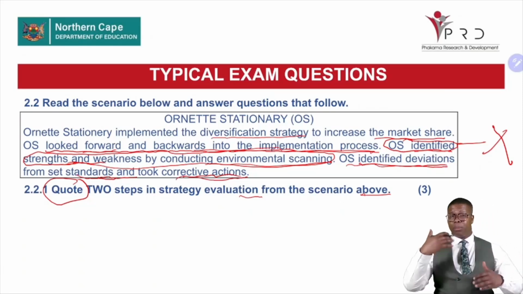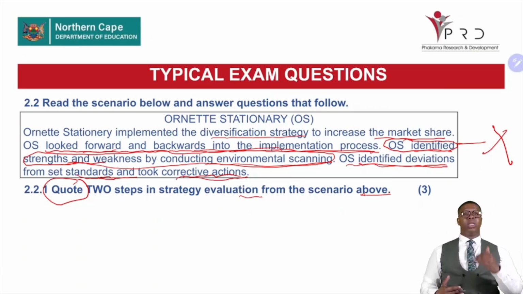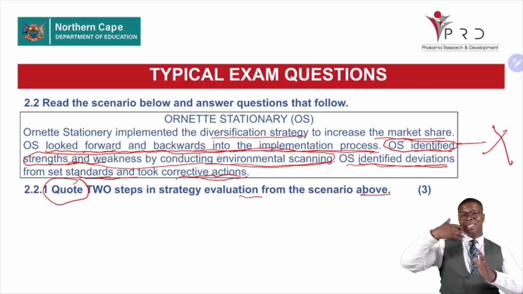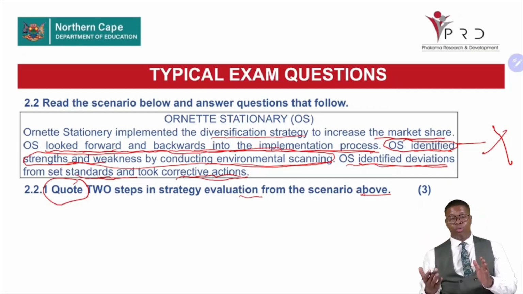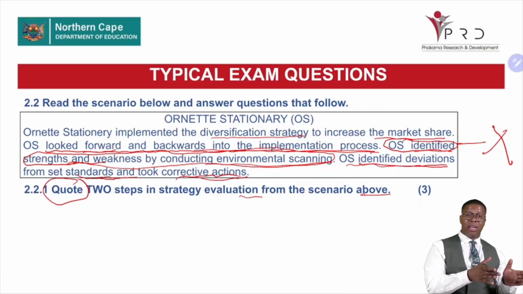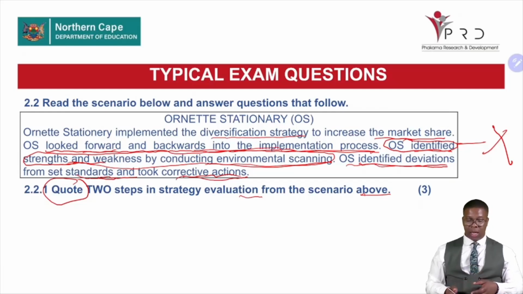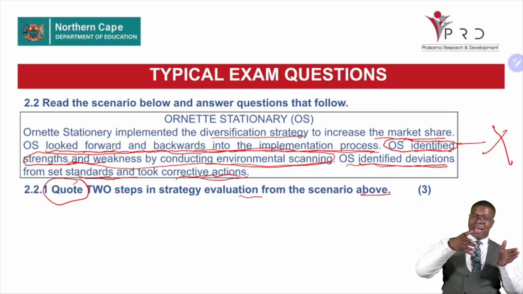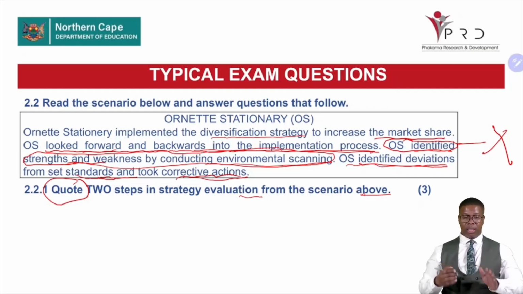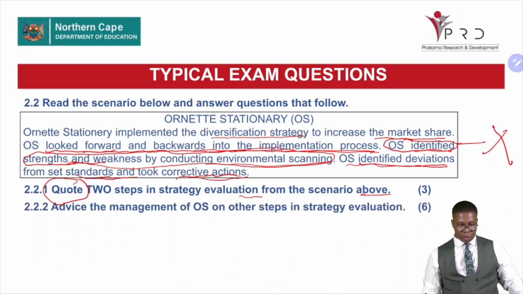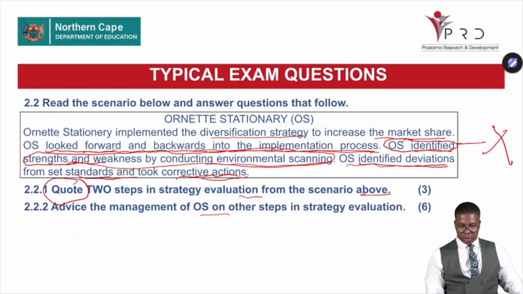To say again, when you're implementing a strategy, during the evaluation, you're checking if the implementation is accurate. If it's not accurate, what do you do? You fix whatever you see to be inaccurate, and make sure that you take corrective measures to help the implementation process to be successful. So hence here, it also says advise the management of OS on other steps in strategy evaluation.